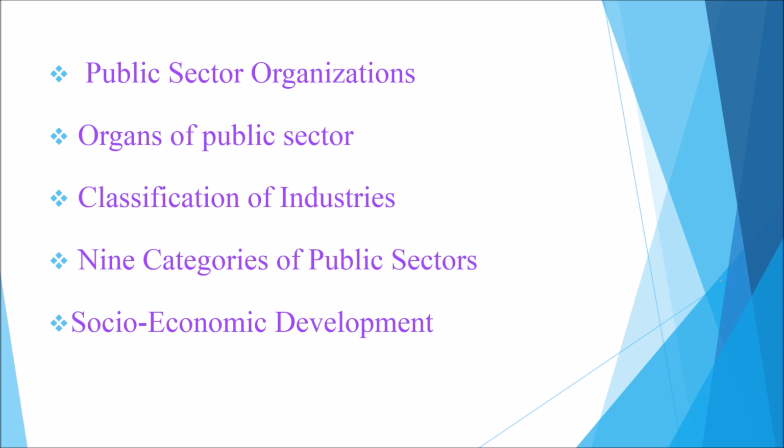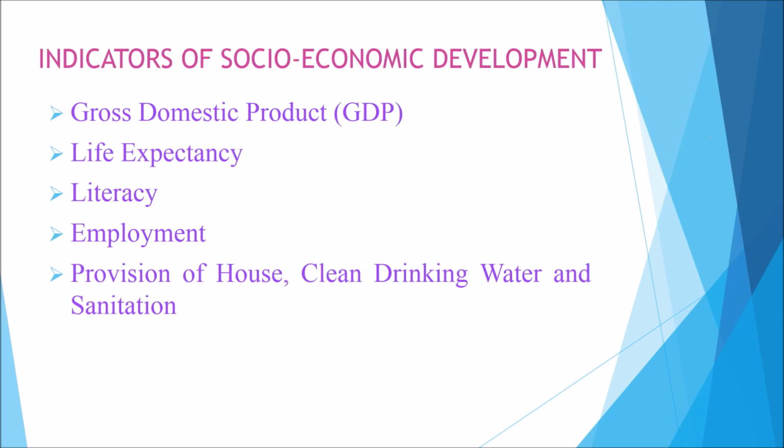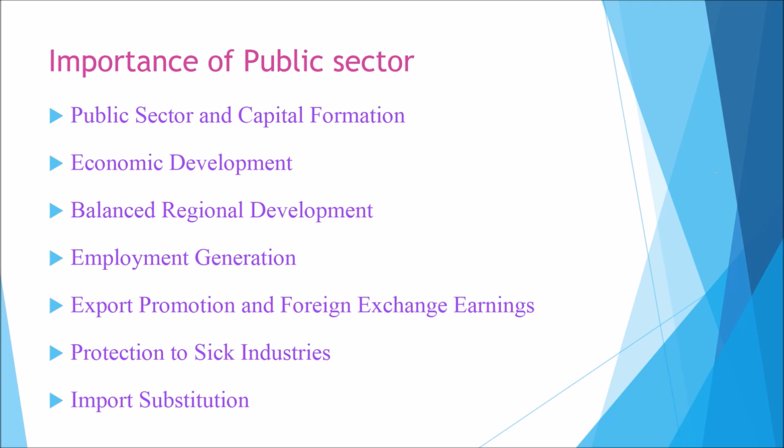Then socio-economic development. Then we have seen indicators of socio-economic development. Under this we have gross domestic product, that is GDP, life expectancy, literacy, employment, provision of house, clean drinking water and sanitation. Next, we have discussed about importance of public sector.